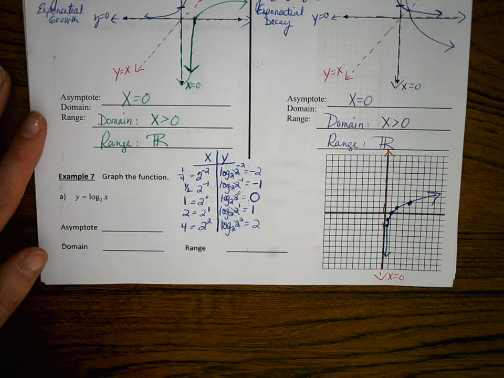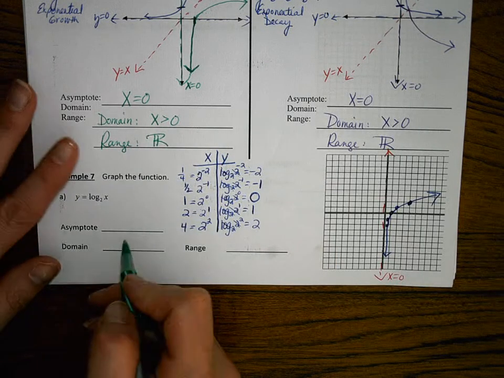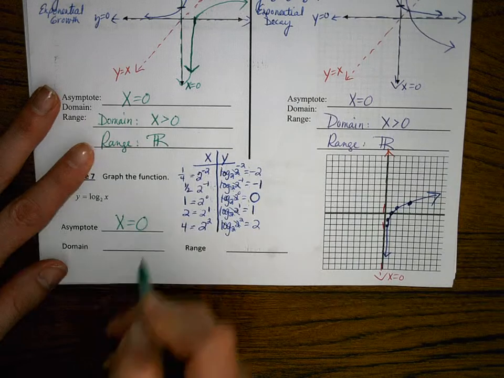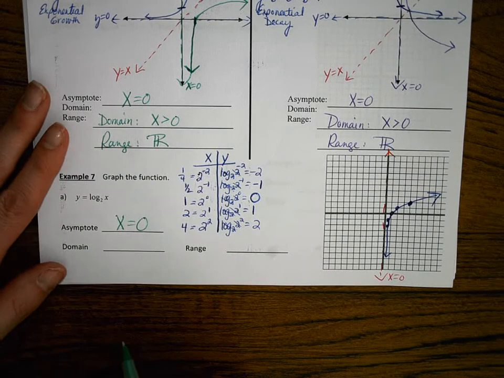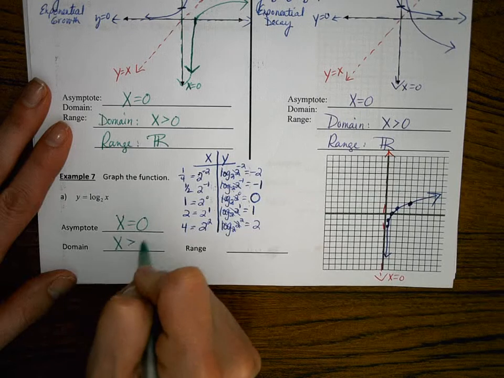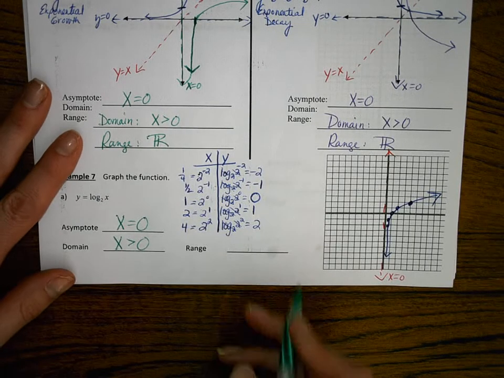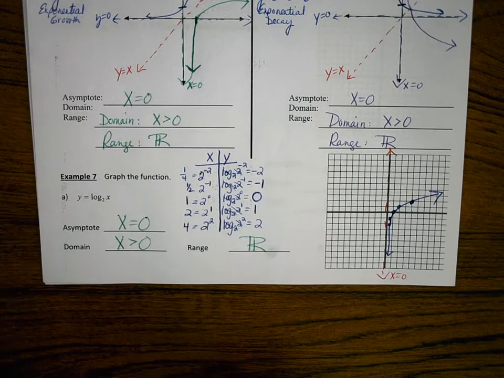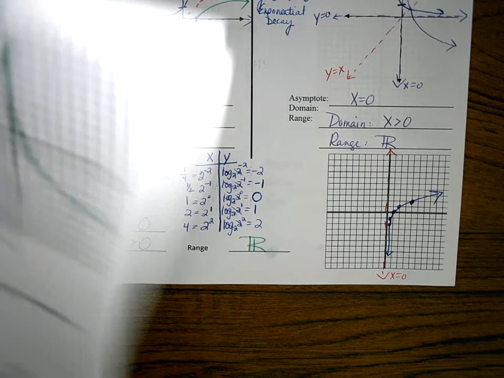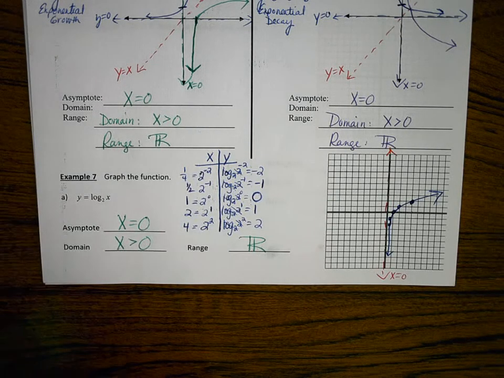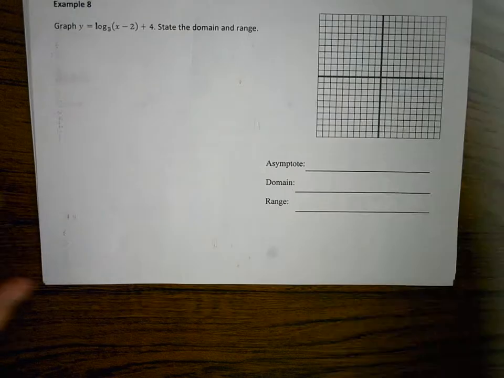All right, so a couple things we can fill in here. My asymptote is x equals 0. All right, Samantha Elm, what is my domain? X is greater than 0, and what about my range? All real numbers. Great. Any questions with that one? All right, let's go to another one.